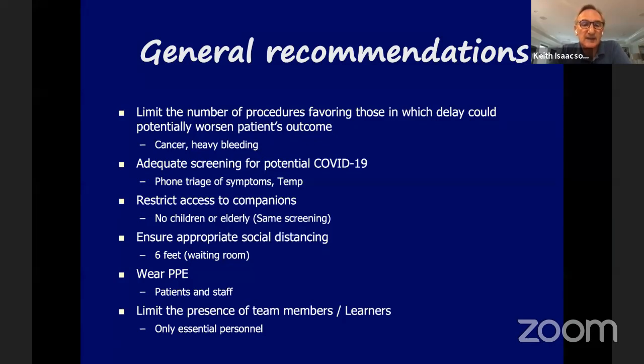We restrict access of companions. It used to be that a patient would come into the office with a companion, whether it's a partner or another family member, because it would help with reducing the stress, and no longer is that allowed. We do ensure proper social distancing. Everyone in the waiting room is at least 6 feet apart. The staff wears the appropriate PPE, which includes face covering as well as a mask.